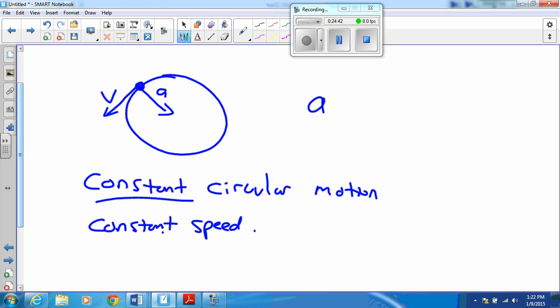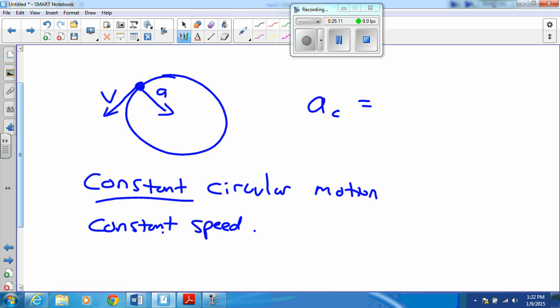In fact, the acceleration has a specific value. It is centripetal, and therefore its value is something over r. Whatever answer you have, check the units and make sure it works out. Acceleration equals velocity squared over r. Check the units and make sure that works.